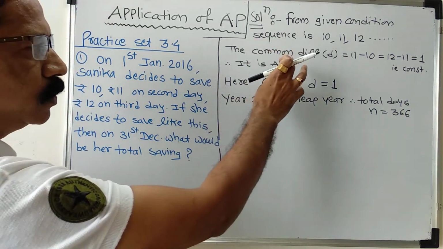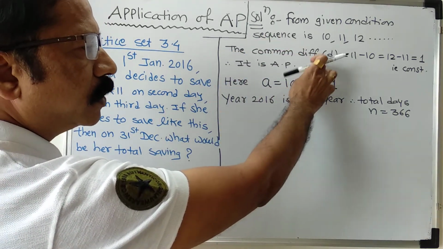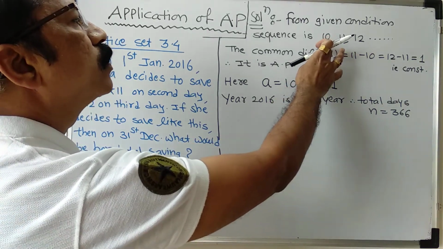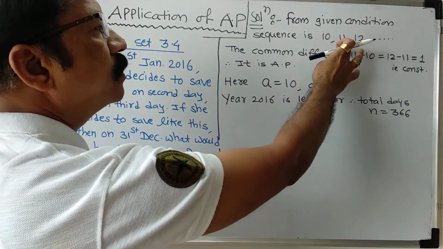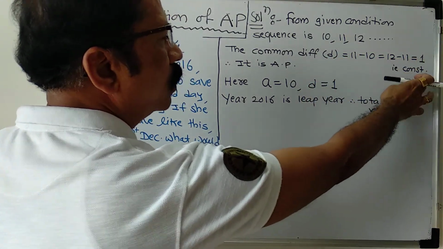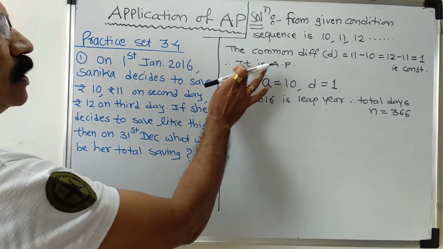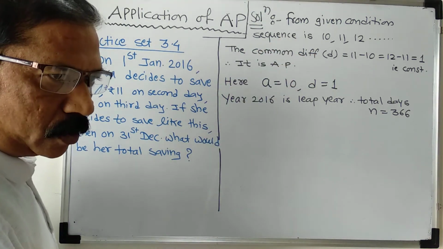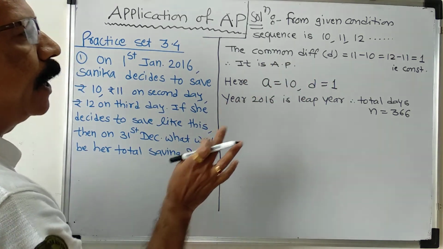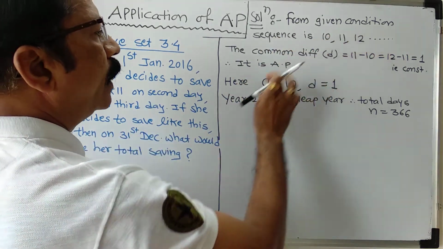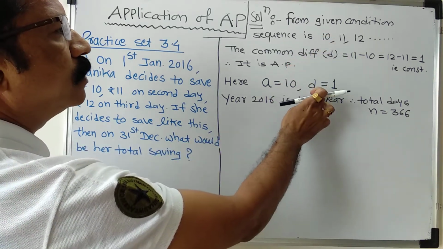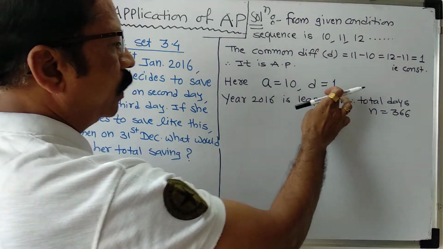So if you observe, the common difference means the difference between two consecutive terms. 11 minus 10 is 1. 12 minus 11 is 1. So the common difference is 1, that is constant. So the given sequence is an arithmetic progression. So you can say it is AP. And from that arithmetic progression, a is the first term, that is 10. d is the common difference, that is 1.